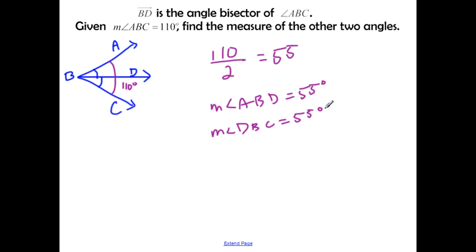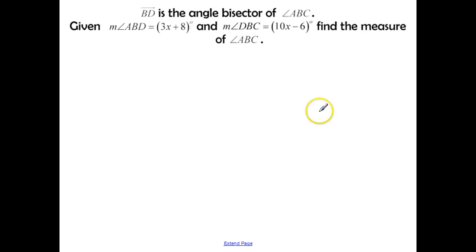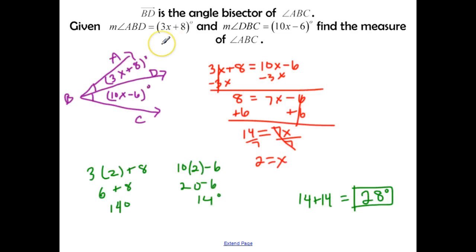And there's our answer. For this next one, try this on your own, pause, and then come back when you're finished and check your answer with me. So hopefully your diagram looks similar to mine, and then you set the two angles equal to each other, solved and found x equals 2.